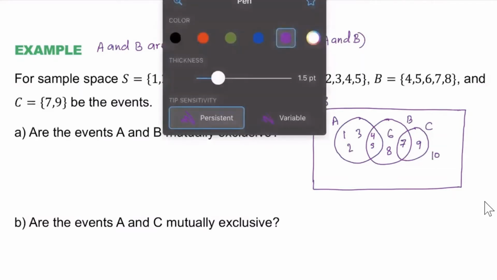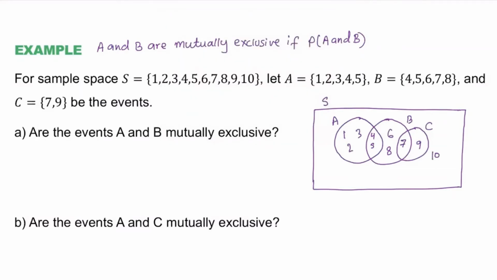After we represent with the Venn diagram, let's answer this question. Are the events A and B mutually exclusive? If you want to check whether they are mutually exclusive or not, we have to find the probability. So what is the probability of A and B? Let's see whether it is 0 or not. How many elements are common between A and B? Two elements are common out of 10. So 2 out of 10, which is equal to 1/5.